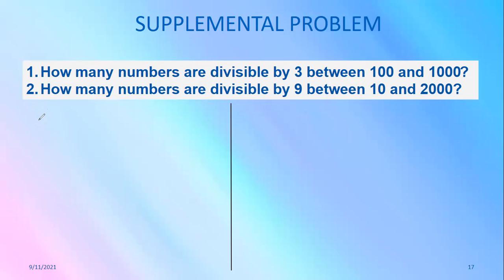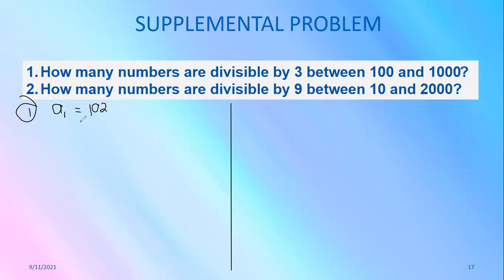Okay. So in the first term there, between 100 and 1,000. So ibig sabihin 102. And 102 is divisible by 3. So try natin i-divide by 3. So this is 3, 9, o 34. Okay. So 102 is our first term.